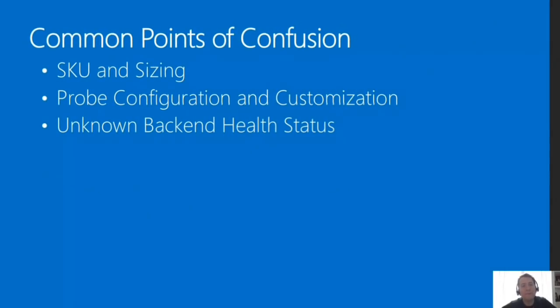Most of my time, unfortunately, is spent on common points of confusion with App Gateway when I'm working with my customers. They have a hard time understanding some of the documentation we provide around SKUs and sizing. Like, how big does their gateway need to be? How should they actually determine throughput, size this thing appropriately, and choose the right instances? The other thing that we absolutely struggle with is probe configuration and customization. And finally, trying to figure out if things are healthy. I run into unknown back-end health status almost every day, unfortunately. So we'll talk about each of those, just because they're common.